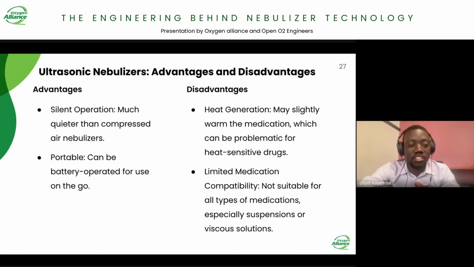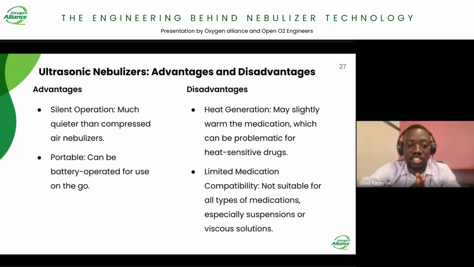Now, looking at the advantages and disadvantages of the ultrasonic nebulizers. On the positive side, we have silent operation. They are much quieter than the jet nebulizers because they don't use any compressor to generate the mist. That's why they are so silent. The other advantage is they can be battery operated, meaning that they are portable for use. You can use them anywhere, unlike other nebulizers that always require power.